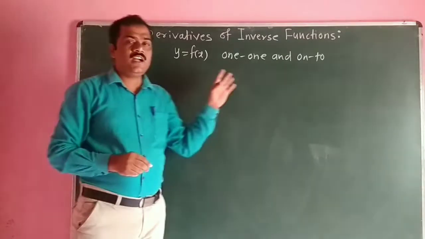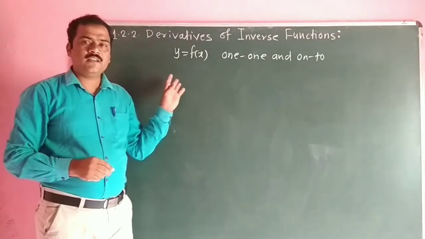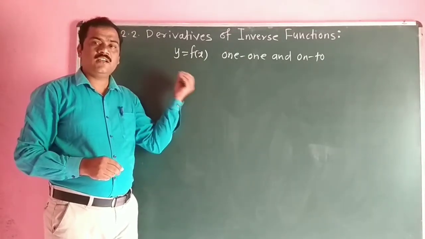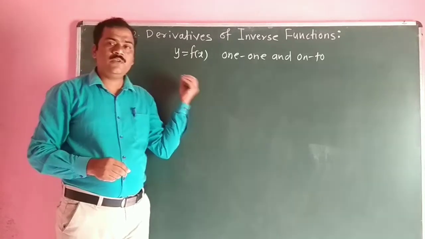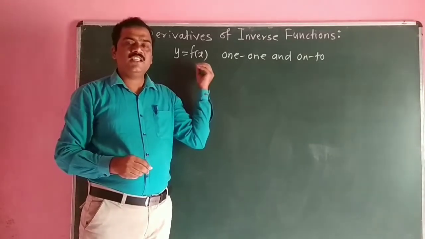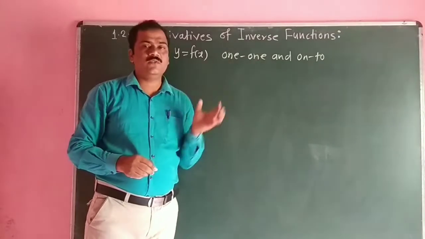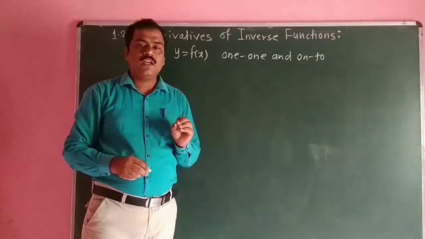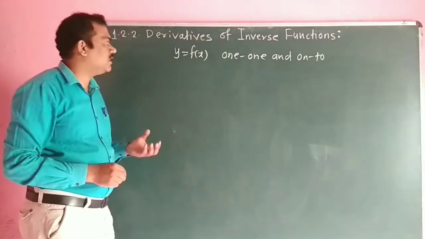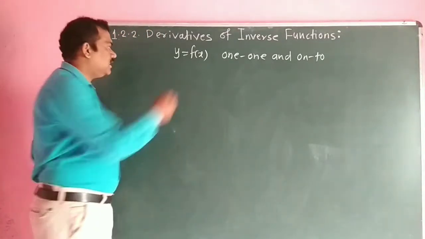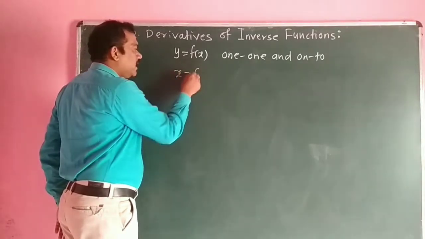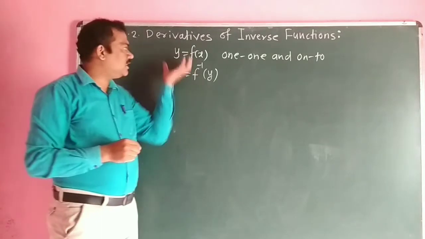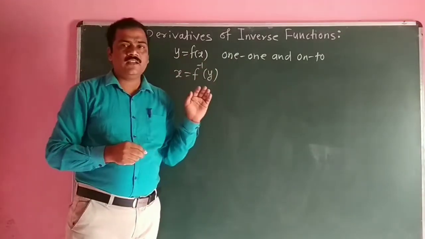What is meant by onto? For every y, there is a pre-image in the domain. That is, for every y there is a value of x. That is called one-one and onto. If this function y is equal to f of x is one-one and onto, then its inverse function exists, and its inverse function is nothing but x is equal to f inverse of y. To have an inverse function, the original function must be one-one and onto.